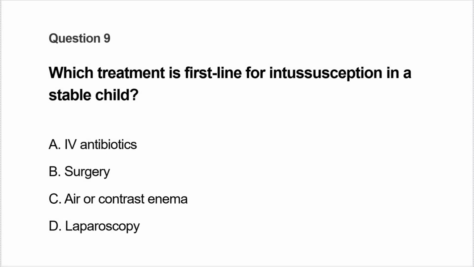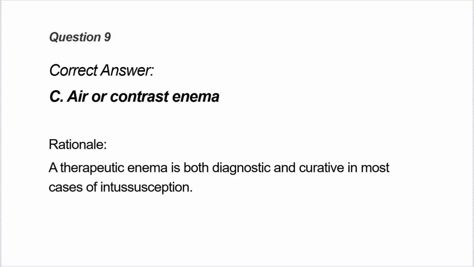Question 9. Which treatment is first line for intussusception in a stable child? A. IV antibiotics. B. Surgery. C. Air or contrast enema. D. Laparoscopy. Correct answer: C. Air or contrast enema. Rationale: a therapeutic enema is both diagnostic and curative in most cases of intussusception.